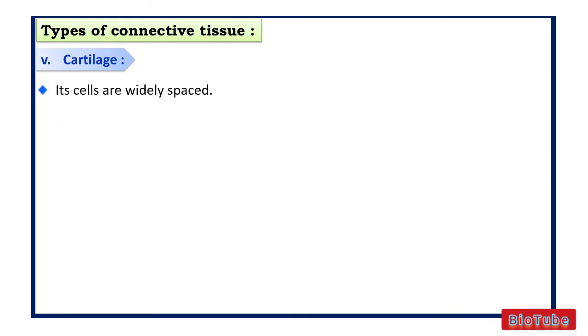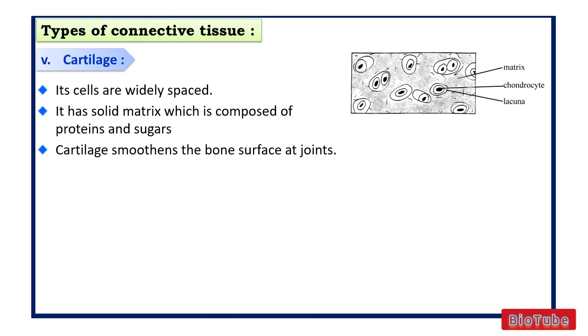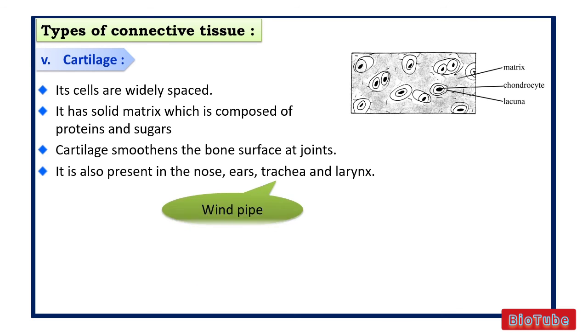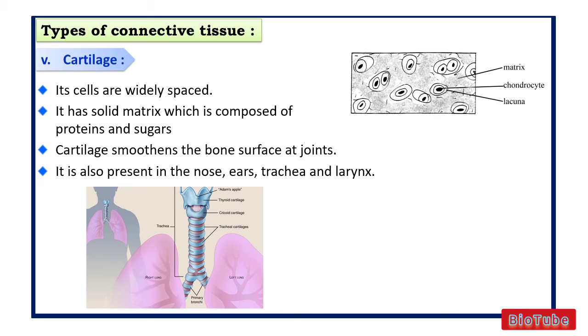Cartilage cells are widely spaced, away from each other. They have a solid matrix which is composed of proteins and sugars. Cartilage generally smoothens the bone surface at the joints. It is present in your nose, tongue, ear pinna, trachea and larynx. So cartilage is smooth.